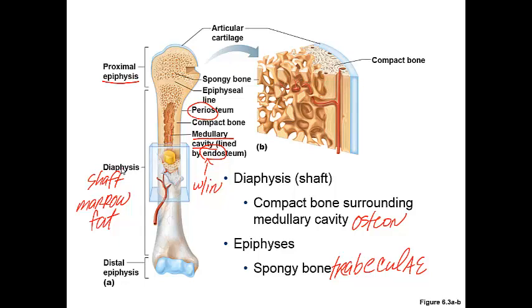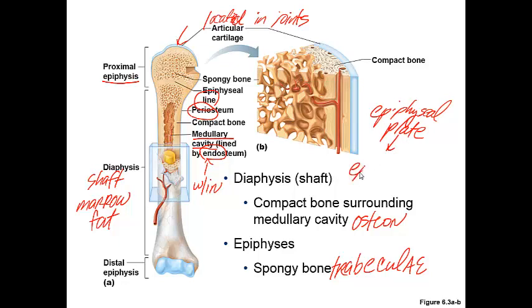And a thin layer of hyaline cartilage is going to be covering this end of the bone. So again, articular cartilage is primarily located in joints. And remember that it is an example of hyaline cartilage. Between the diaphysis and the epiphyses, we find an epiphyseal line. And the epiphyseal line is actually left over from the epiphyseal plate, which is the growth plate. But once ossification occurs, once a person reaches adulthood, then the epiphyseal plate develops into the epiphyseal line.